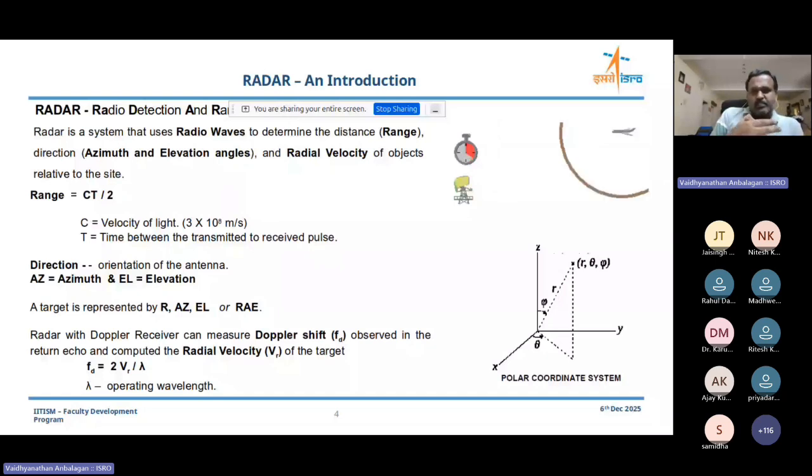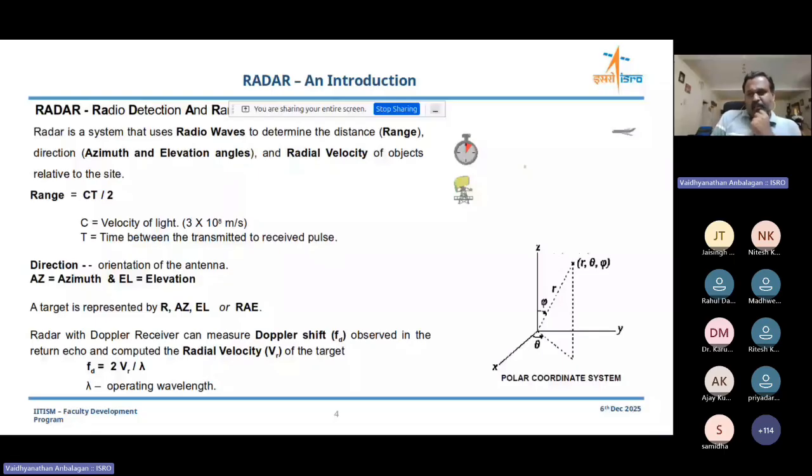So the azimuth is nothing but the angle measurement from the true north, and the elevation is nothing but the angle measurement from the surface of the earth. So it is nothing but representing the target in a spherical coordinate system. We all know a polar coordinate system where we have x, y, z coordinates, and a point in space can be represented in three coordinates.